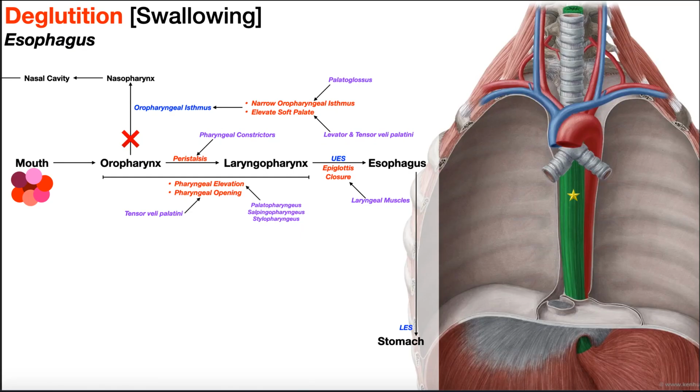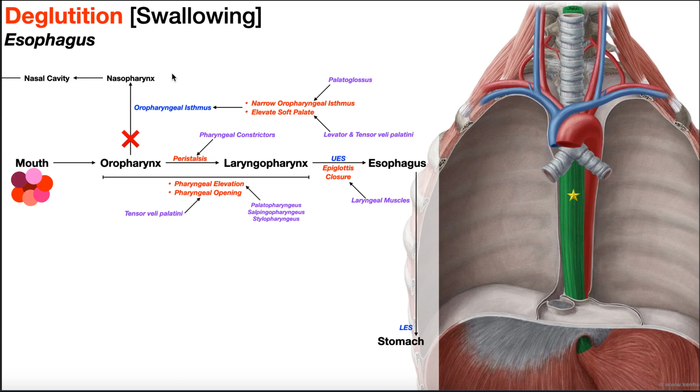In the previous videos, we extensively discussed the major muscles involved in deglutition, which is a fancy term for swallowing. And we pretty much covered everything in this diagram right here, except for the transition of the bolus of food from the end of the laryngopharynx into the esophagus. And of course, we haven't discussed the esophagus yet. So that's what we're going to look at in this video.